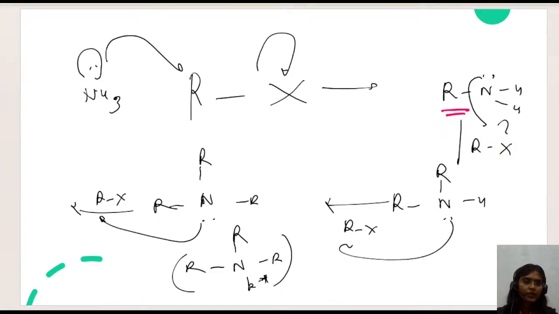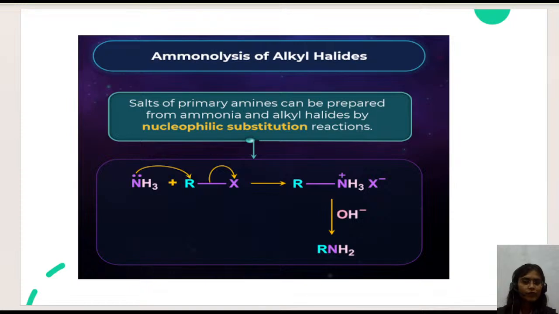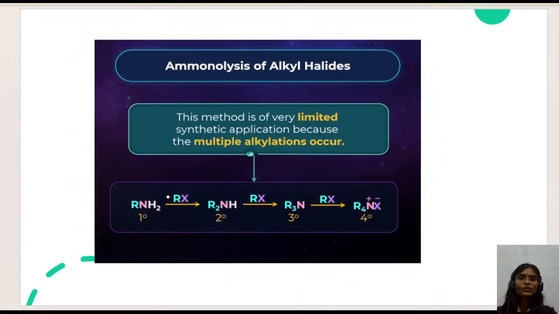Let's go back again. Observe this: ammonia simply comes and attacks here, and the reaction stops only at the quaternary amine. If you observe, more R are added to give secondary, more R are added to give tertiary, and it becomes quaternary.